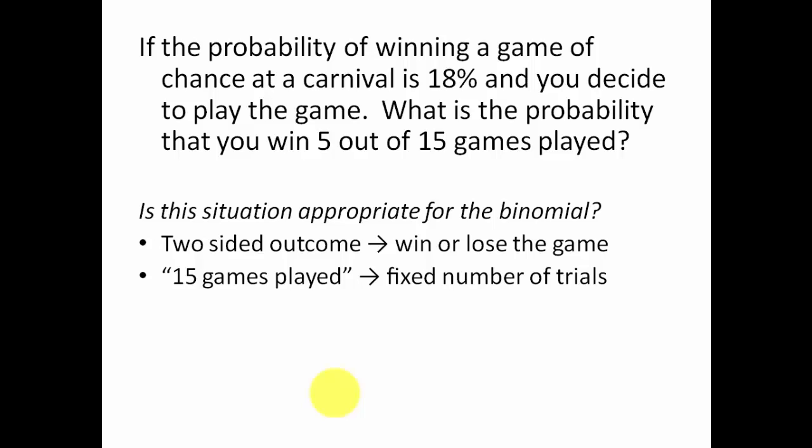You also want to have a fixed number of trials when you use the binomial probabilities, and in this case we do. We're only playing the game 15 times. Another criteria for a binomial to be used is if each of the games or plays are independent, and in this case they are. The outcome of one game does not influence the outcome of the next.